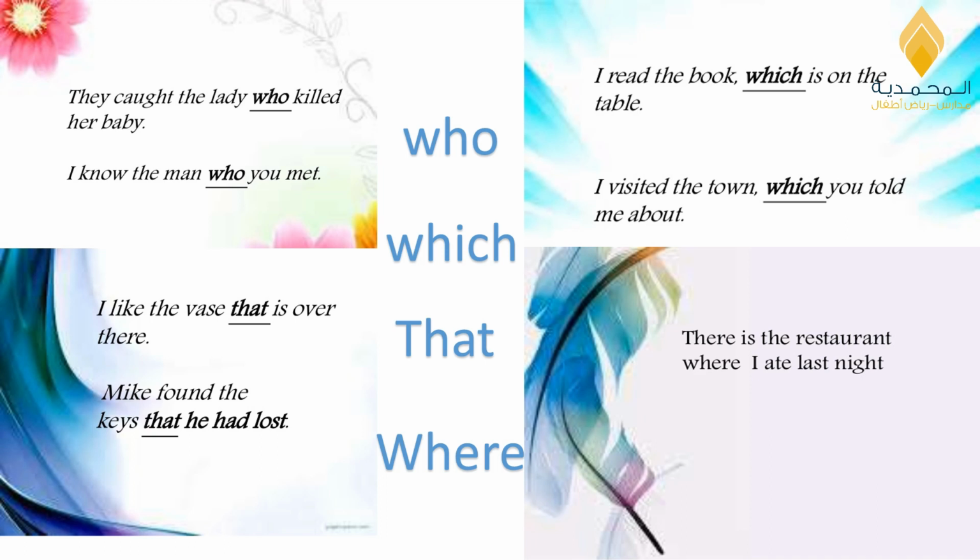I visited the town which you told me about, and here we refer which to the town. I like the vase that is over there, and here we use that and we relate it to the vase. That's why we can use that or which. Mike found the keys that he had lost, and here also we use the relative pronoun that and we refer it to the keys, and we can also use which. There is the restaurant where I ate last night. That's why we use the relative pronoun where because we are talking about the restaurant.